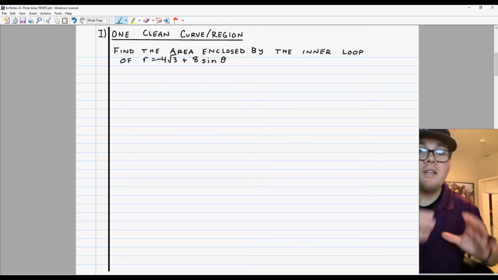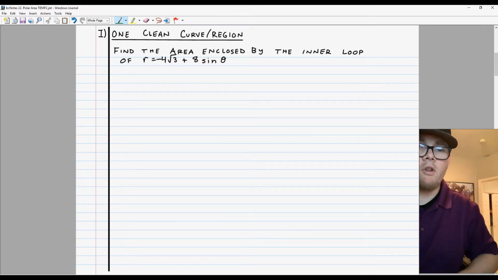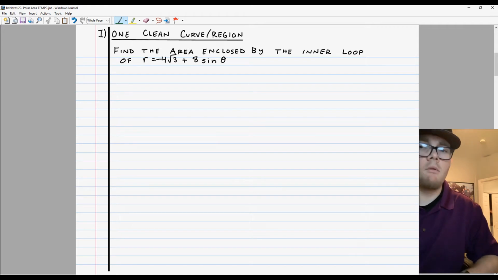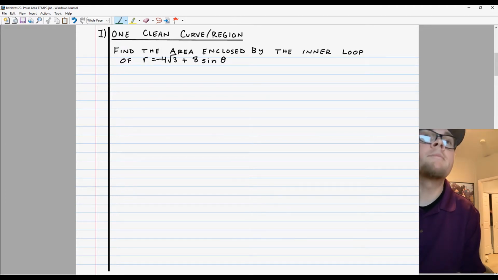You're on a small window or a small set interval of theta. You're just looking at something clean. So in our first example here, you are going to be asked to find the area, or we are going to find it together, even if we're doing it remotely across time, weird. We are going to find the area enclosed by the inner loop of this particular graph, negative 4 root 3 plus 8 sine of theta. So an interesting shape for sure.